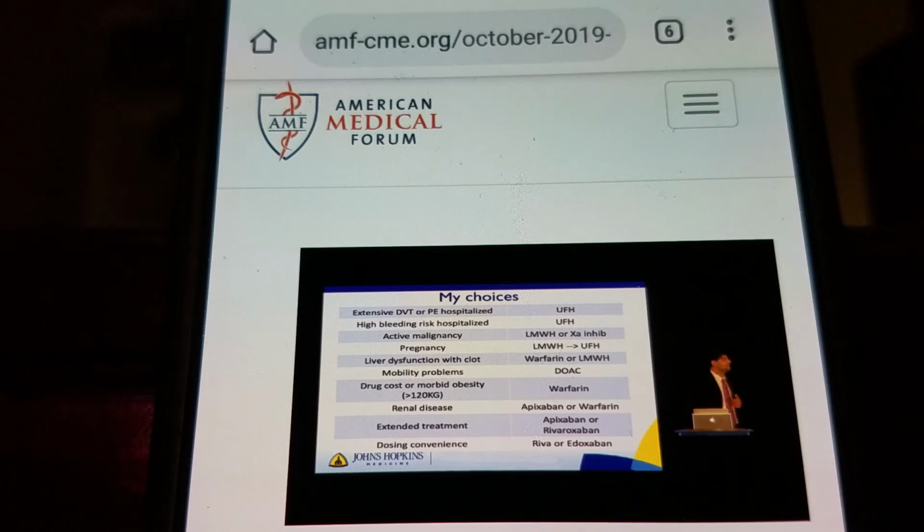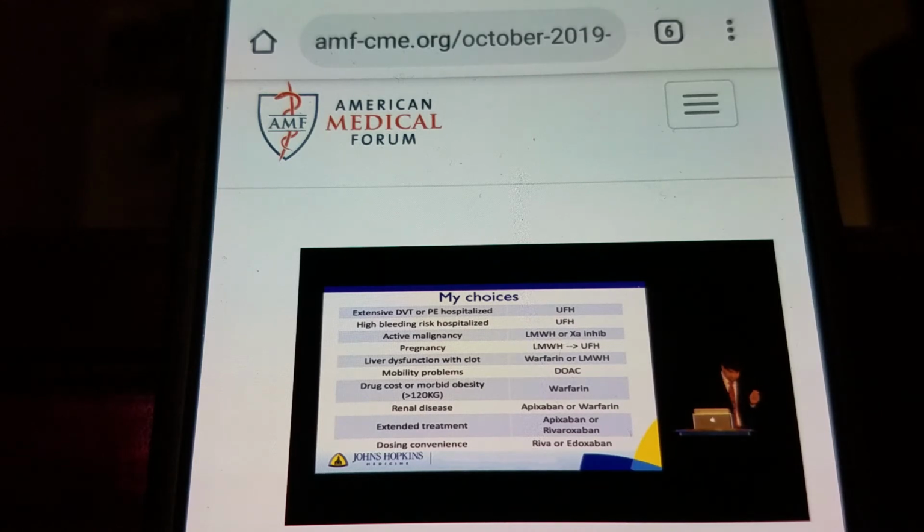So if somebody has extensive clot where I think they might need thrombolysis, or they're hospitalized and they may need procedures, unfractionated heparin is easy to turn off. That's what I use. Someone who is high bleeding risk who's hospitalized, I use unfractionated heparin. Active malignancy, and I'll show you some of the cancer data later on, I use either low molecular weight heparin or a 10A inhibitor, Rivaroxaban or Apixaban or Edoxaban.